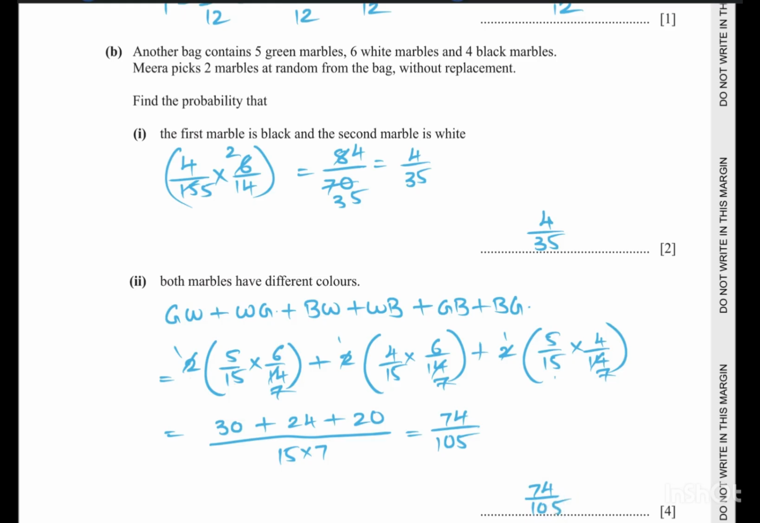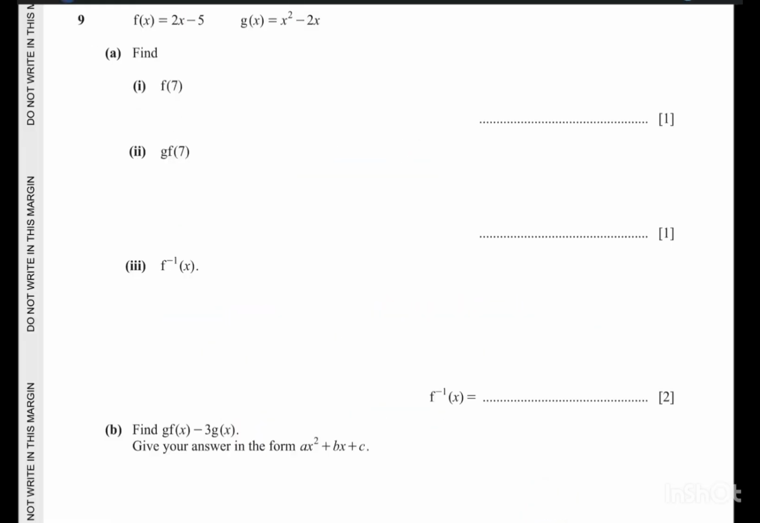That's all. Question number 9, function question. F of x is given as 2x minus 5. G of x is given as x square minus 2x. Question A, find f of 7, g f of 7. So f of 7 will be, just put 7 in place of x. So 2 into 7 minus 5, that is 14 minus 5, which is 9. So 9 is the answer.